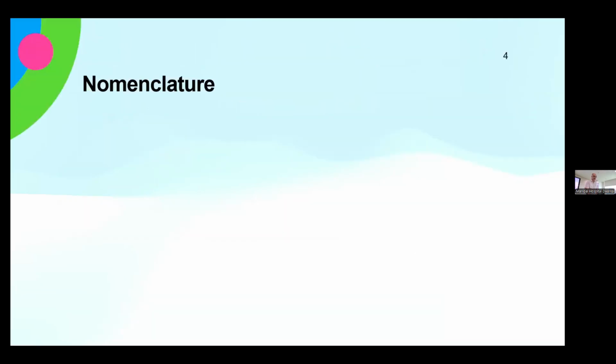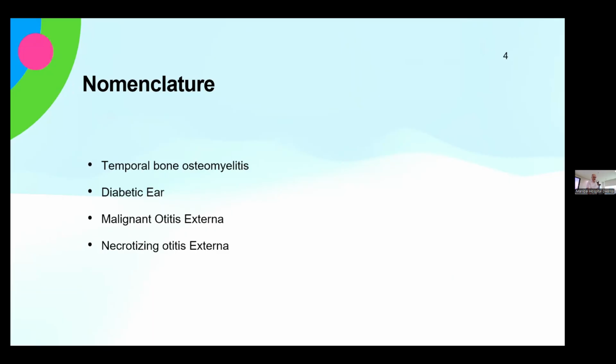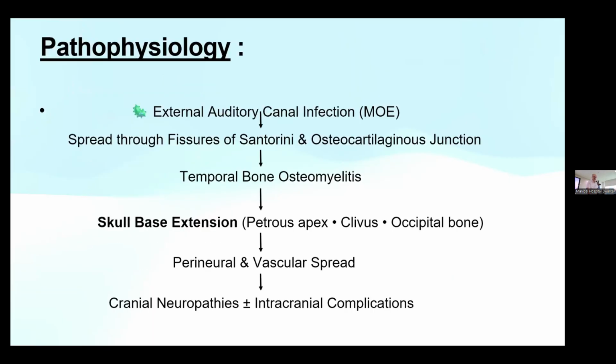Now, the nomenclature, the different nomenclature. The correct scientific one is skull base osteomyelitis, but it is also called temporal bone osteomyelitis, diabetic ear, malignant otitis externa. Avoid using this term because sometimes other clinicians get confused. The word malignant should not be there. I think they must do something to take it out of the literature also, though it is very commonly used. Necrotizing otitis externa, fine, and finally skull base osteomyelitis.